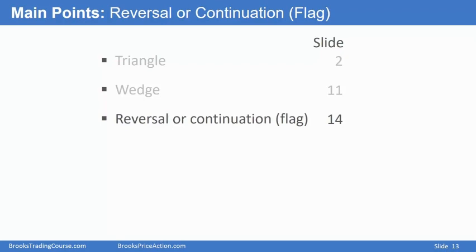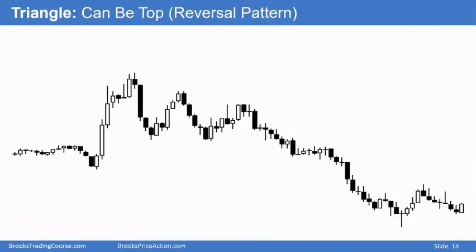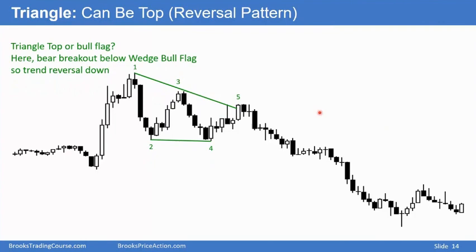A triangle or a wedge, both can be reversal patterns or continuation patterns. We have a bull trend and then a triangle. We tried to resume the bull trend here, but it failed. We have lower highs, so it's possibly an early bear trend. And in fact, this triangle became a reversal pattern.